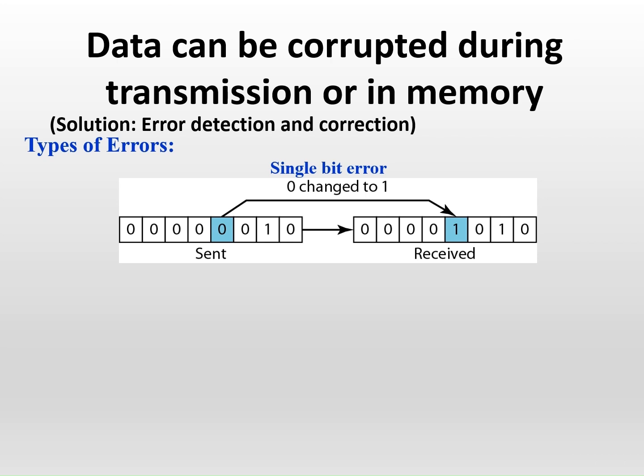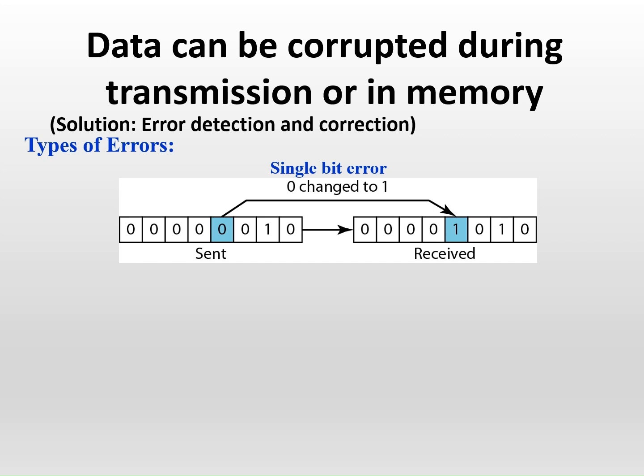So data can be corrupted during transmission or in memory. And the solution for that is to first detect the error and then correct it. In today's lecture, I'm only going to talk about error detection because correction is more complex. And for correction also we need detection. First of all, let's see types of error.